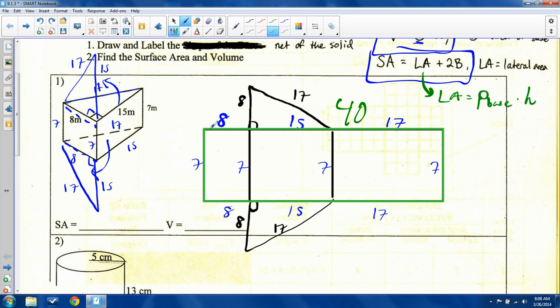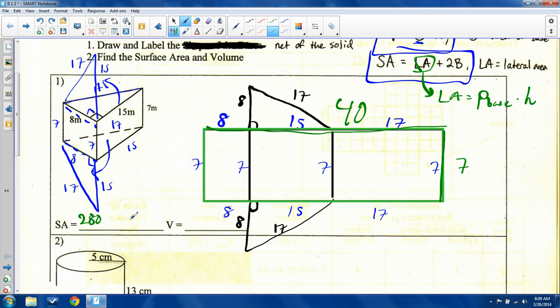This whole thing is 40. And then multiply it by your height, which is 7. That'll give me the area of this whole thing. That's called lateral area. This guy right here, lateral area, is taking the perimeter of your base and multiplying it by your height. Okay? We unfold it, it looks a little more simply like a rectangle. So 40 times 7 is 280.